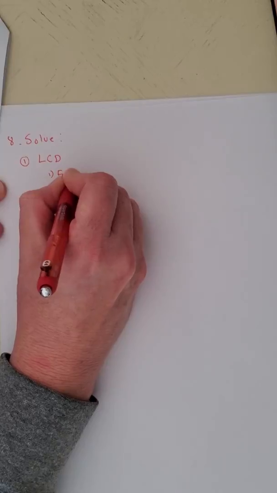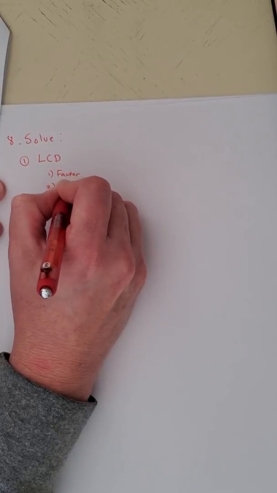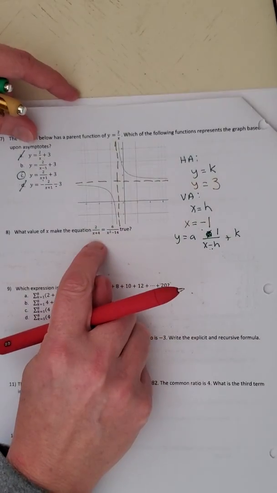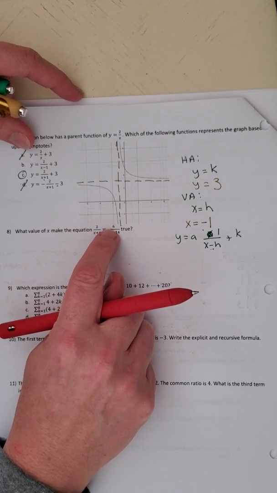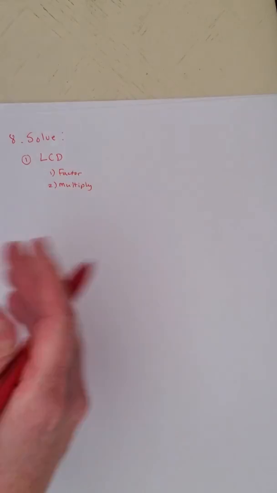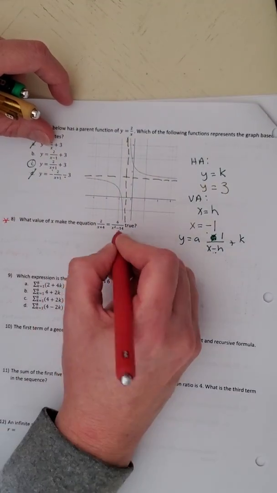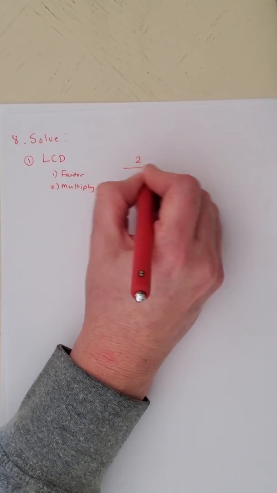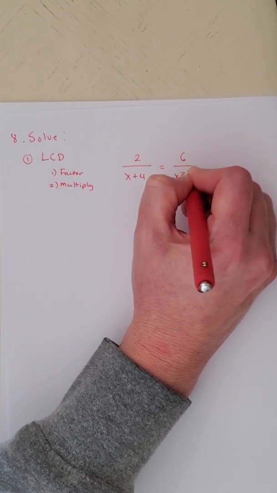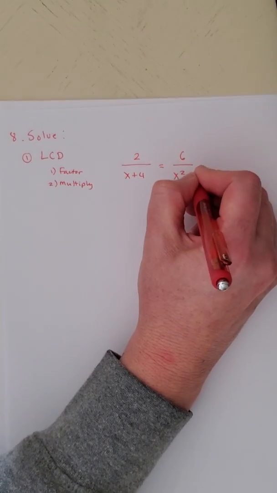So to find that, we're going to factor and then multiply by any missing terms, by what's missing in the LCD. So we have 2 over x plus 4 equals 6 over x squared minus 14. Oh, this is also a typo, guys. Remember, I said this should be a 16 right here. So 2 over x plus 4 equals 6 over x squared minus 16.